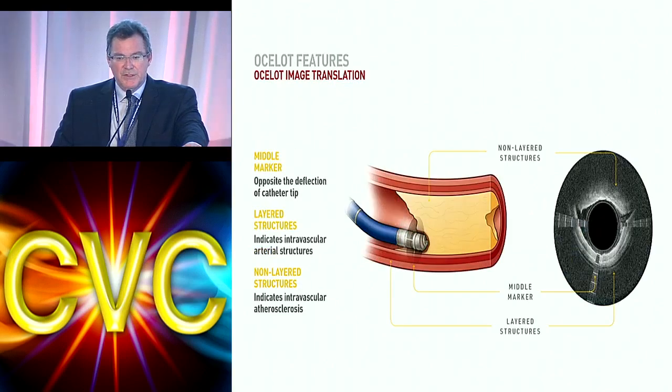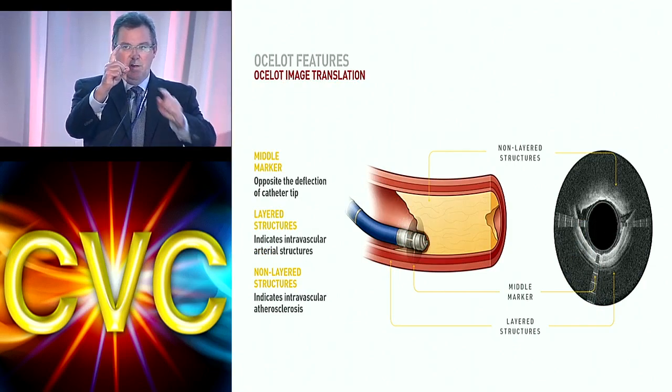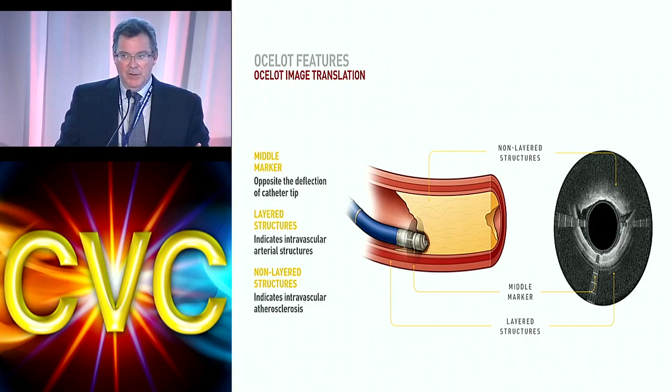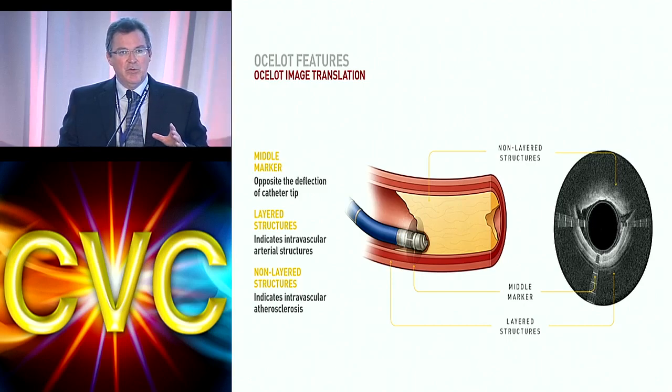The way it works is you have 2 outer markers and a middle marker. The middle marker is opposite the direction of the tip, so if the tip is deflected this way, your outer marker is here. So unlike ultrasound, you actually have directionality to this device. You can put the middle marker, as you see on the right, at the layered structures. You're staying within the lumen, seeing medial and adventitial layers there. You put the middle marker there, and the distal tip of the catheter will point away from there, staying away from those structures.